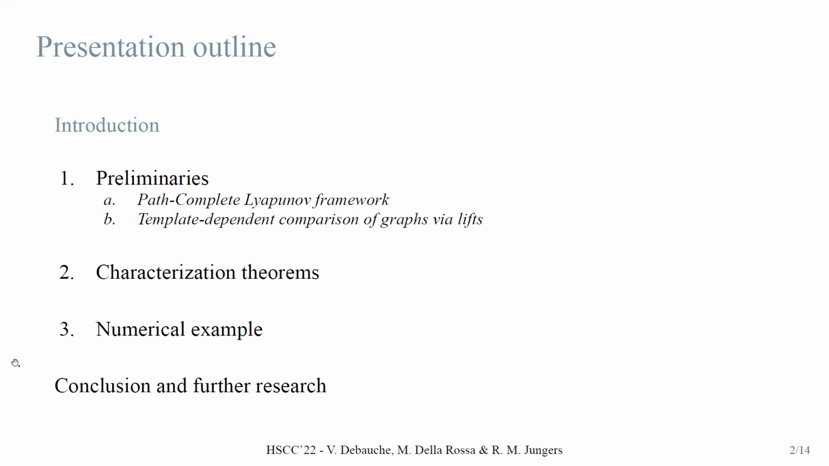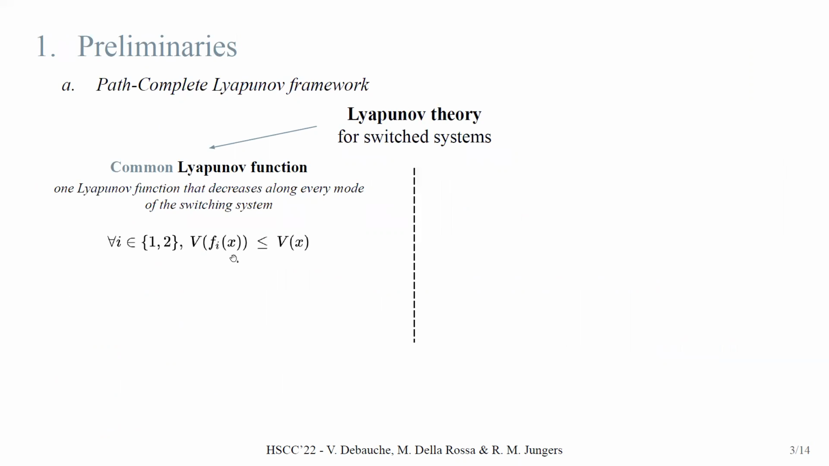But first, let's go back to the Lyapunov theory. As I said, there are many different sets of Lyapunov inequalities that can be used to prove the stability, but we can identify two different classes. The most intuitive one, and the first which has been introduced in the literature, is the common Lyapunov function, since it amounts to imposing to a single function a decreasing behavior along any dynamics of the system.